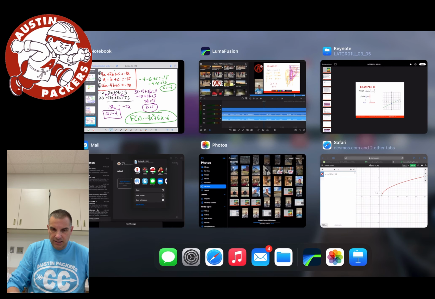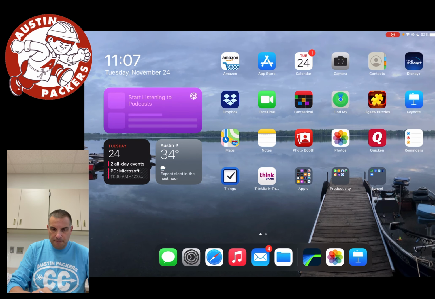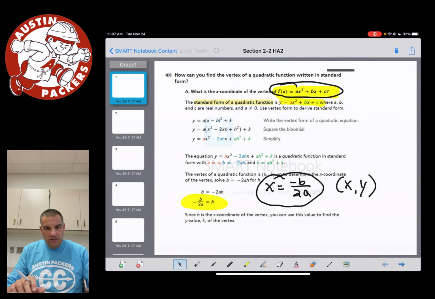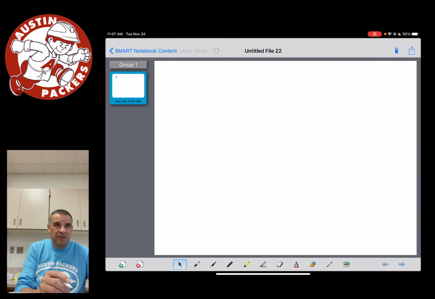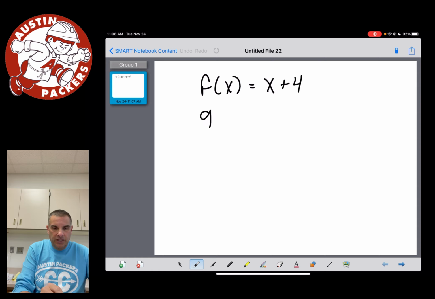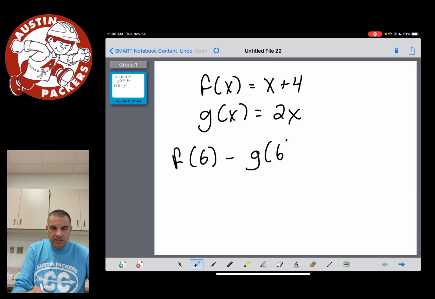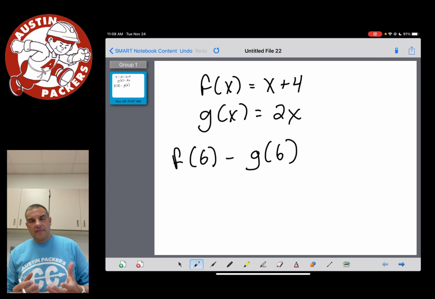So let's go ahead and get into, like my home screen. Isn't that pretty? Let's get into OneNote. So the other type, one more type of question that I want to look at is, okay, what if we have 2 functions. Let's say we have the function f of x is equal to x plus 4, and we have a different function, g of x is equal to 2x. Now, what if I want to find f of 6 minus g of 6? And we want to find that type of thing.